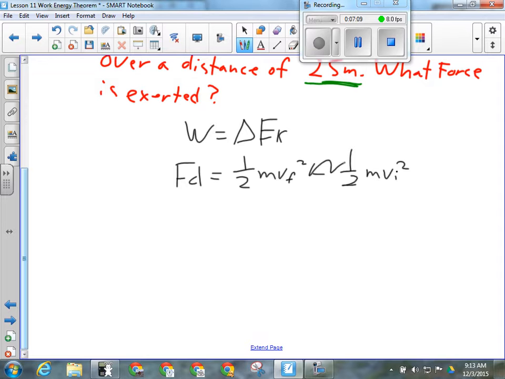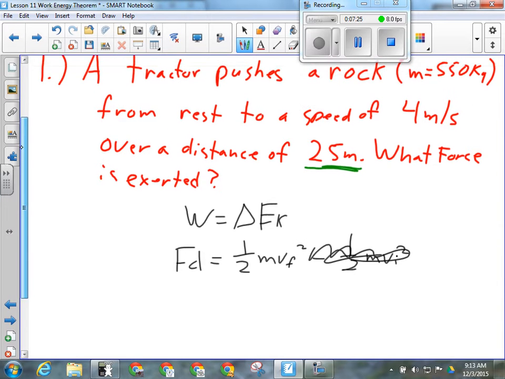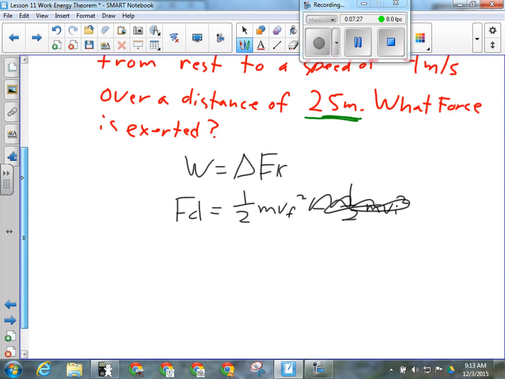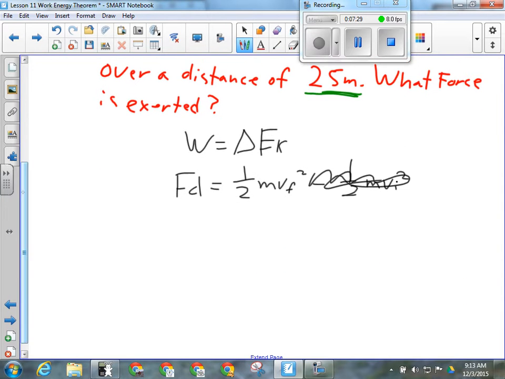0. So what's 1/2 mvi squared? 0, because multiplying anything by 0 makes it 0. Okay, so if that's 0, there's no sense leaving it there. Do I have all the information except F? Okay, I have D. They told me it's 25 meters. They told me the mass was 550 kilograms, and they told me the final speed was 4 meters per second. So can I manipulate to find the force being used? What do I do? Divide by D, right.